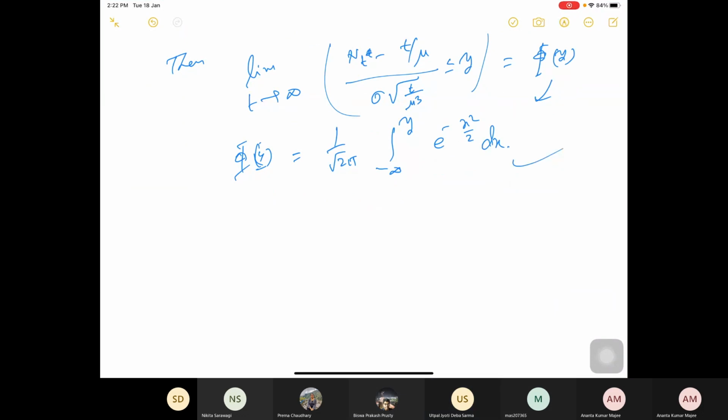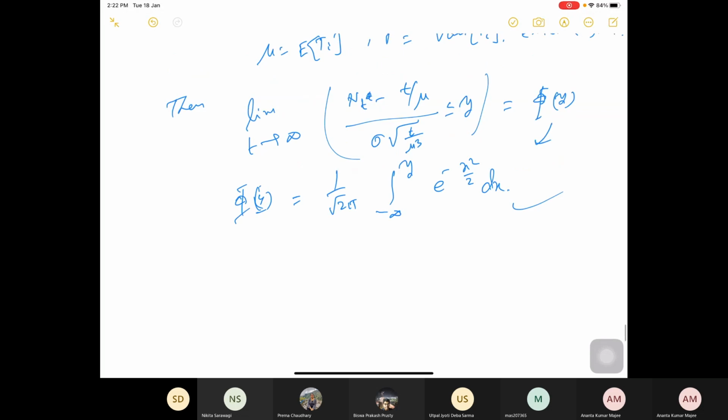Anyway, what I'm saying is that as t goes to infinity, there's an asymptotic behavior. Nt minus t by mu, divided by sigma root over t by mu cube, less than or equal to y, is given by the cumulative distribution function of the standard normal distribution. That means phi of y, which is 1 by root 2 pi times the integral from minus infinity to y of e to the power minus x square by 2 dx. Okay, how to prove it?